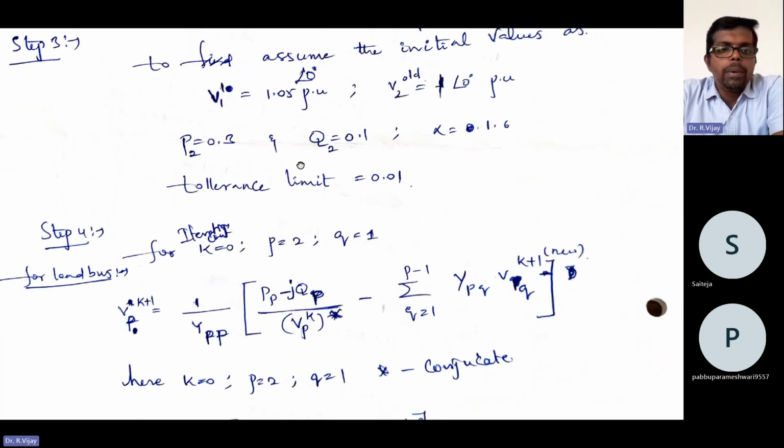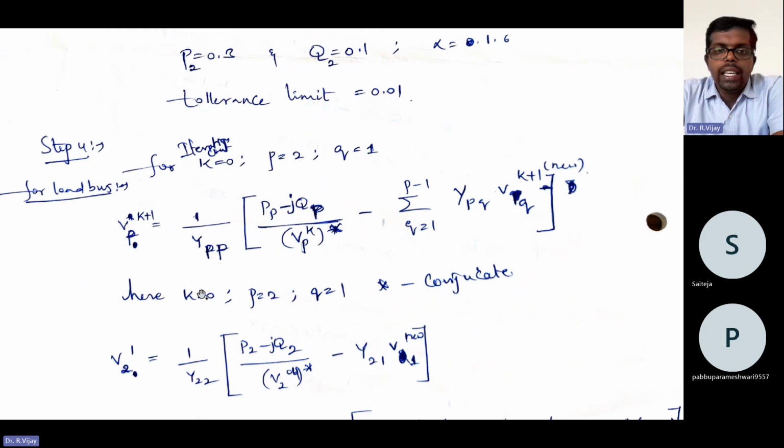Next, step number 4. For the iteration count k is equal to 0, bus p is equal to 2, and q is equal to 1. Next, what is the formula for the load bus? Vp of k plus 1 is equal to 1 divided by Ypp, times the bracket of P minus j Qp divided by Vp of k star, minus summation q equal to 1 to p minus 1 of Ypq into Vq of k plus 1. Here star is nothing but the conjugate.